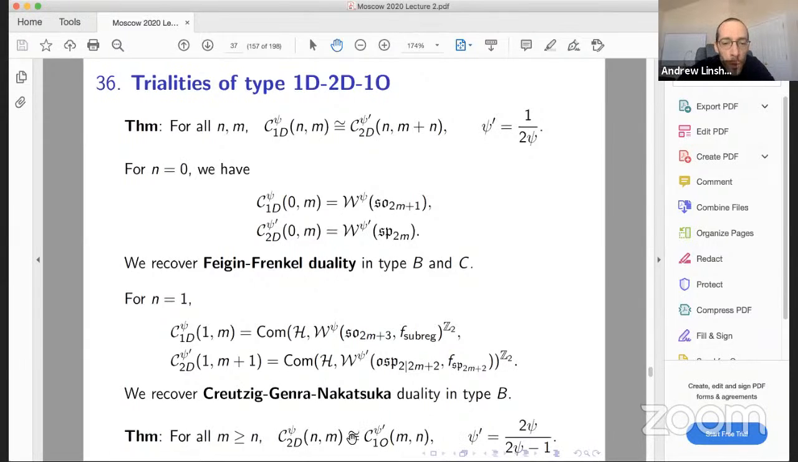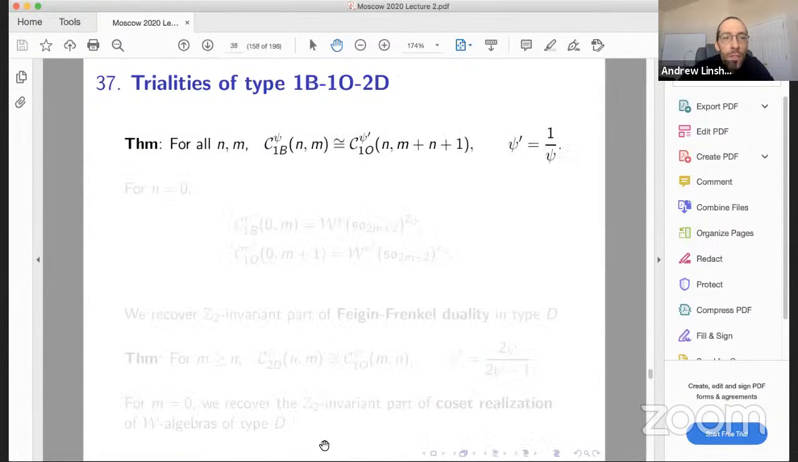And then the other one where I have 2D with the other direction where m is less than or equal to n, that appears in the last slide. This is, I'm going to call 1B, 1O, 2D triality. So again, there's an isomorphism between a 1B and a 1O algebra. This is like Feigin-Frenkel duality.